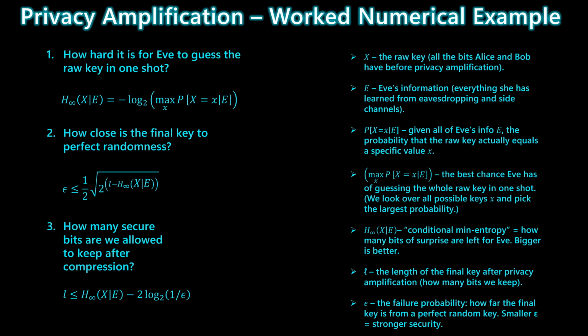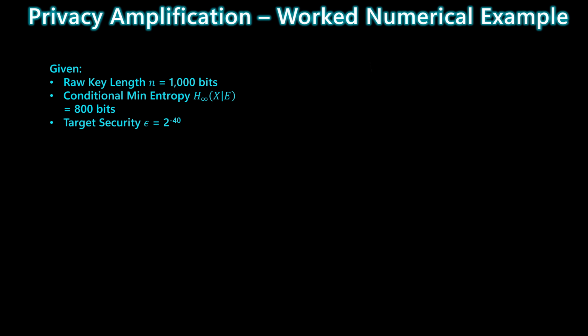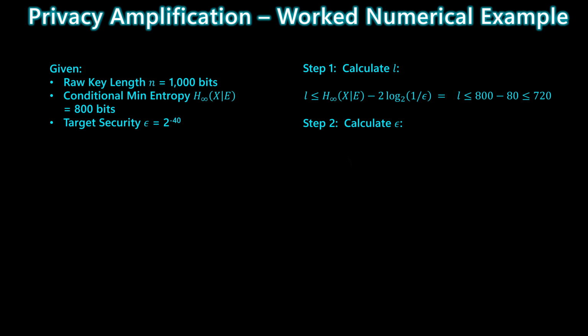They tell us how unpredictable the raw key is, how secure we can make the final key, and exactly how many bits we're permitted to keep, while guaranteeing that Eve's information becomes mathematically negligible. In this example, we will take the abstract relationships from the previous slide and apply real numbers to see how many secure bits we can actually keep after privacy amplification.